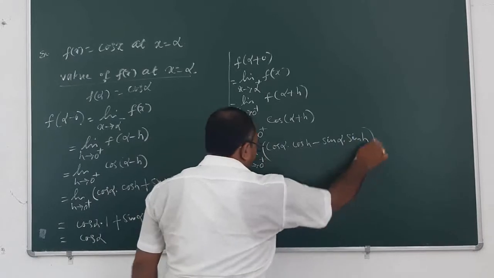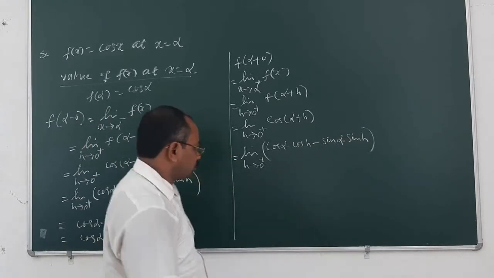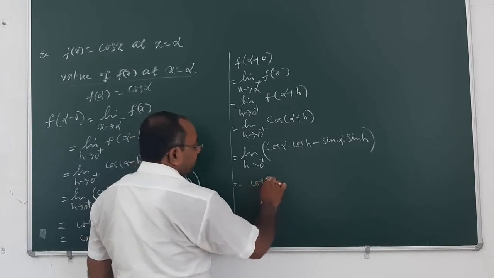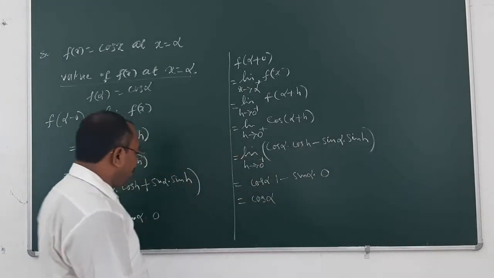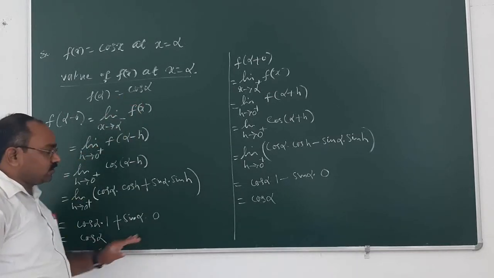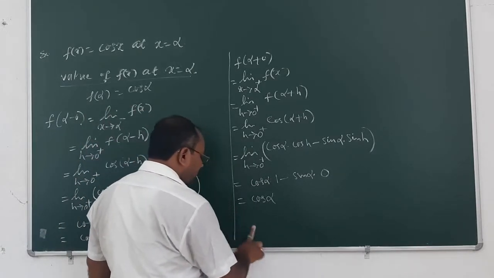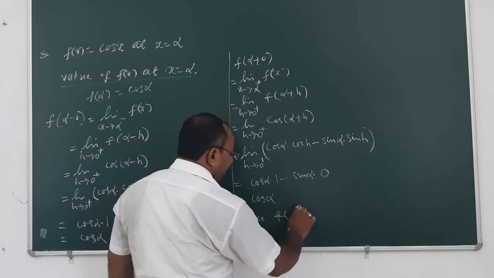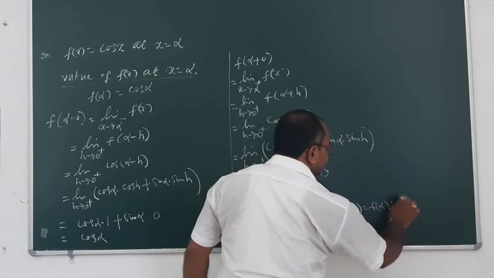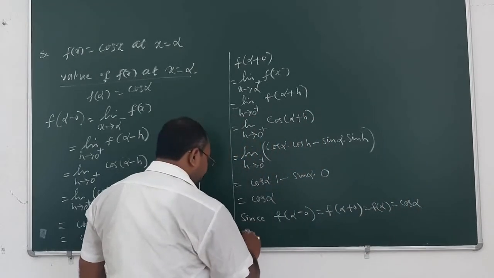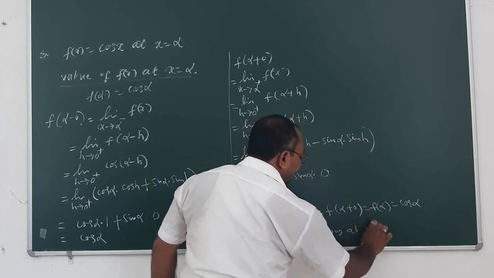But we know as h tends to 0, cos h tends to 1 and sin h tends to 0, so we get cos alpha into 1 minus sin alpha into 0. So that is cos alpha. Now look here, the functional value is equal to the left hand limit is equal to the right hand limit. So these three are equal, hence f x is continuous. Since f of alpha minus 0 equals f of alpha plus 0 equals f of alpha, that is cos alpha, which is finite, f x is continuous at x equal to alpha.